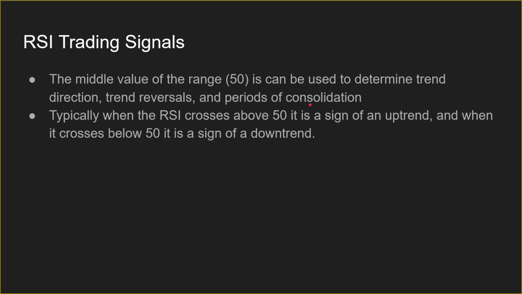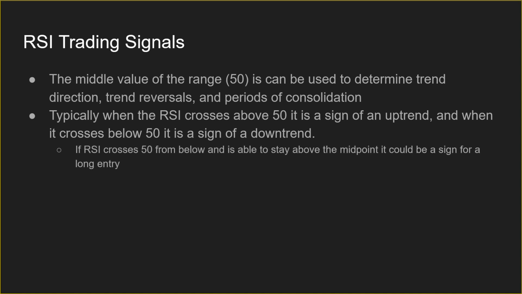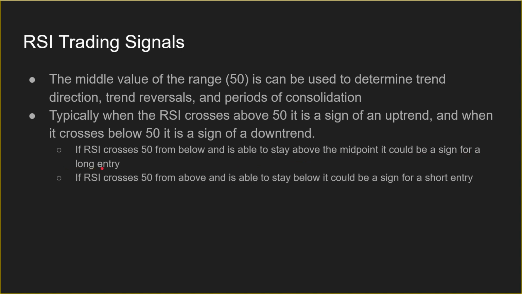Now, typically when the RSI crosses above 50, it's a sign of an uptrend, and when it crosses below 50, it's a sign of a downtrend. Now, if the RSI crosses 50 from below, right, we're coming from a lower area, maybe some sort of oversold area, we're crossing above 50, and it's able to stay above the midpoint, it could be a sign for a long entry. Vice versa, if RSI is coming from a higher point, maybe some sort of overbought level, crosses 50 from above, and it's able to stay below it, it could be a sign that it's time for a short entry.